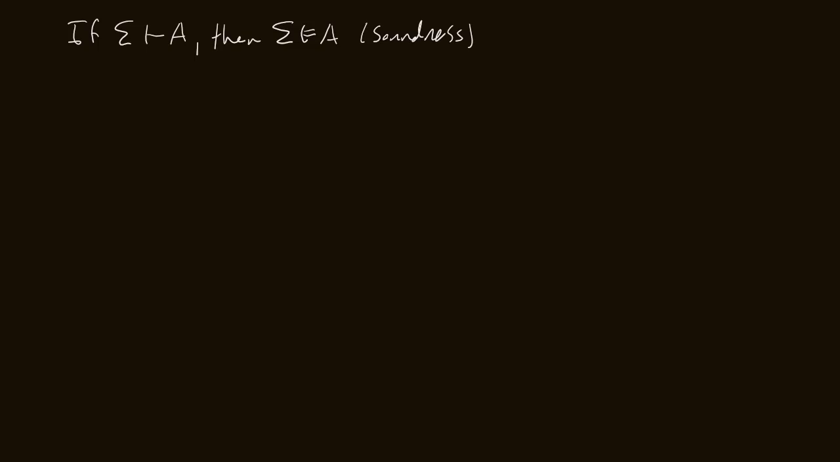Our definition of completeness is just the opposite. If sigma semantically entails A, then sigma syntactically entails A. This is completeness. Now I'm going to give an example from real life to show what soundness and completeness even mean. Because what does that mean?